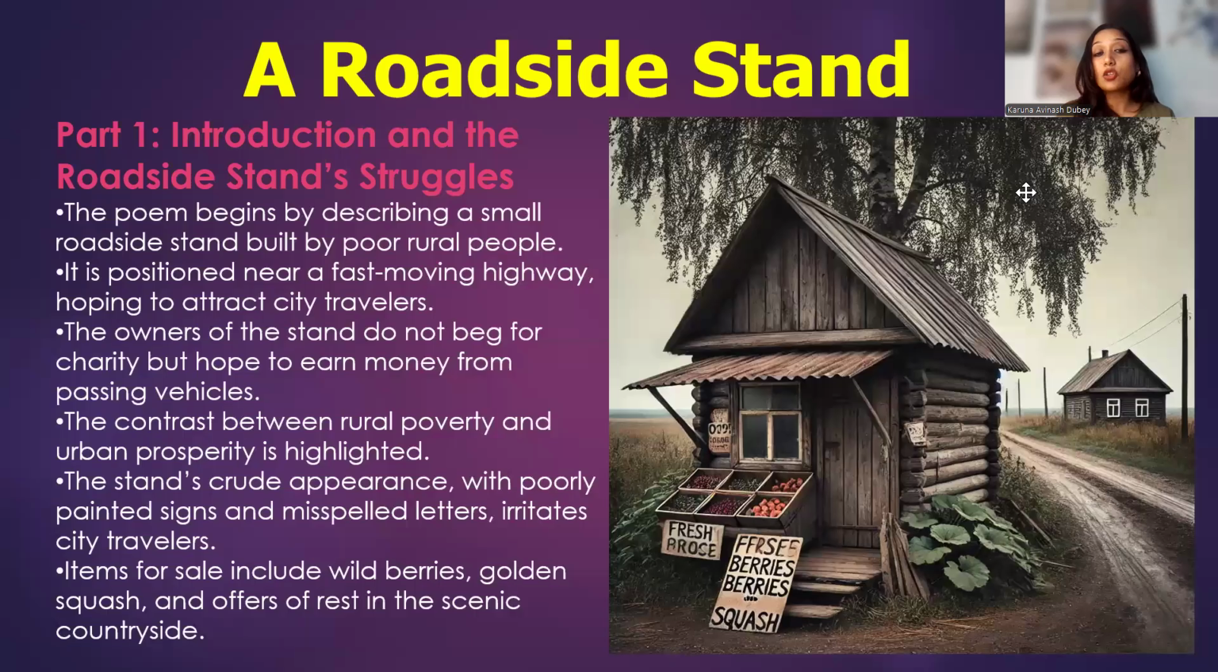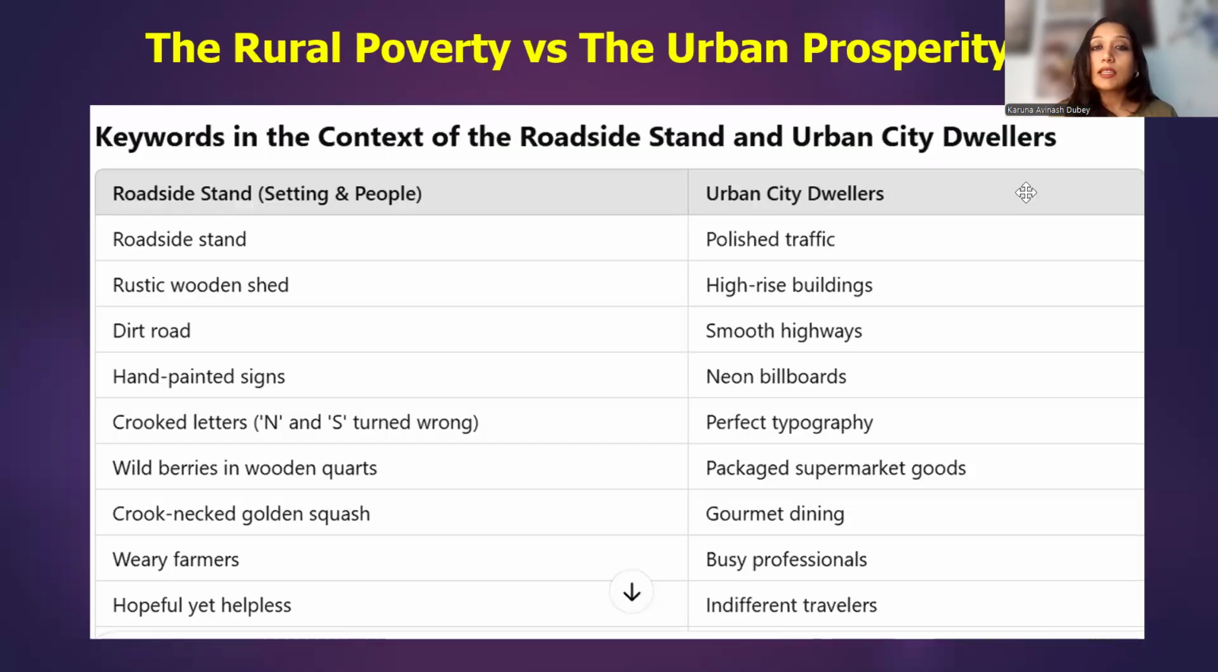The stand's crude appearance with poorly painted signs and misspelled letters irritate city travelers. They are out of sorts, I told you. They are out of sorts that these people have somehow destroyed the beauty with wrong signs. Items for sale include wild berries, golden squash, and offers of the rest in the scenic countryside. What are its keywords?